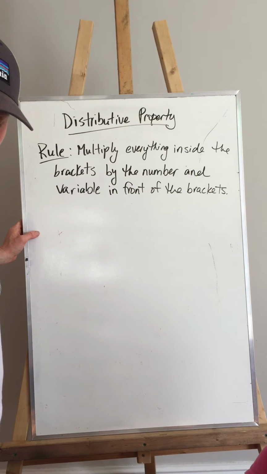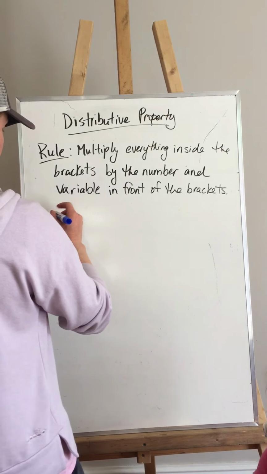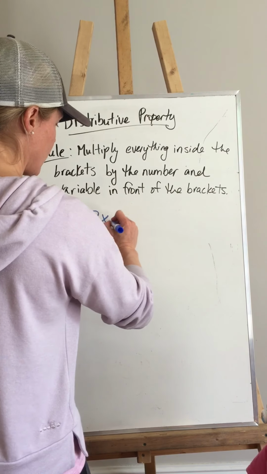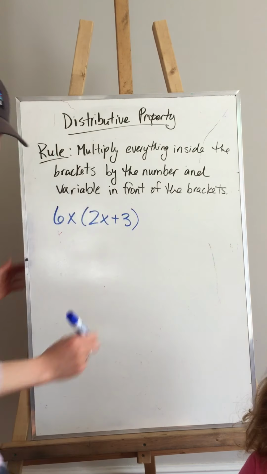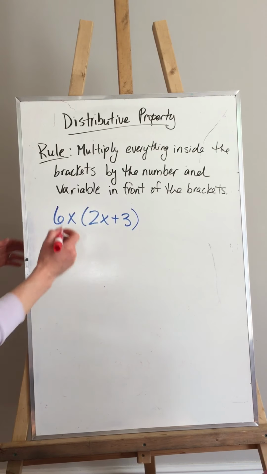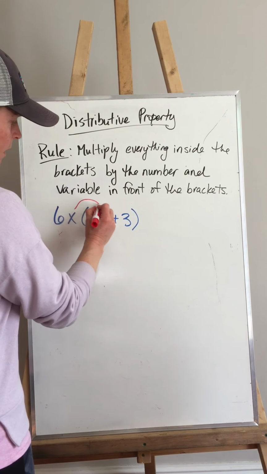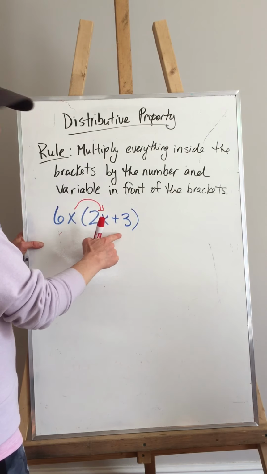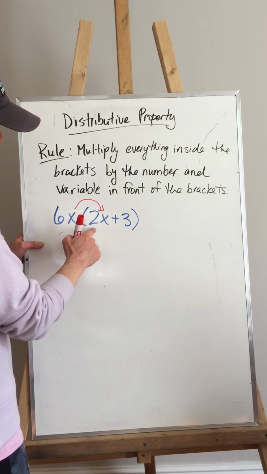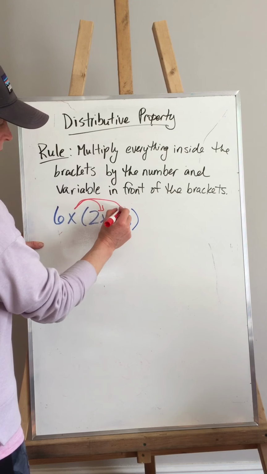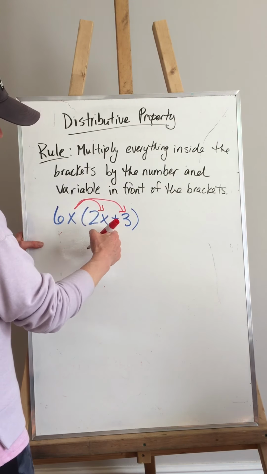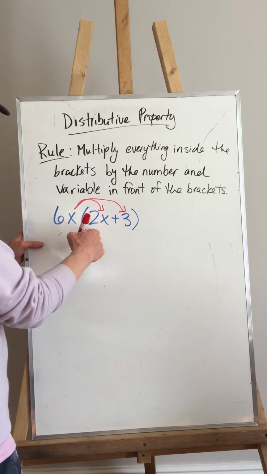Okay, so what does that look like? We'll do an example. So here we have 6x times 2x plus 3. Okay, I'm going to draw the arrows to remind you that the 6x gets multiplied by both terms inside the bracket. So 6x times 2x and 6x times 3. Okay, you have to make sure you're multiplying it by both terms, not just that first term.